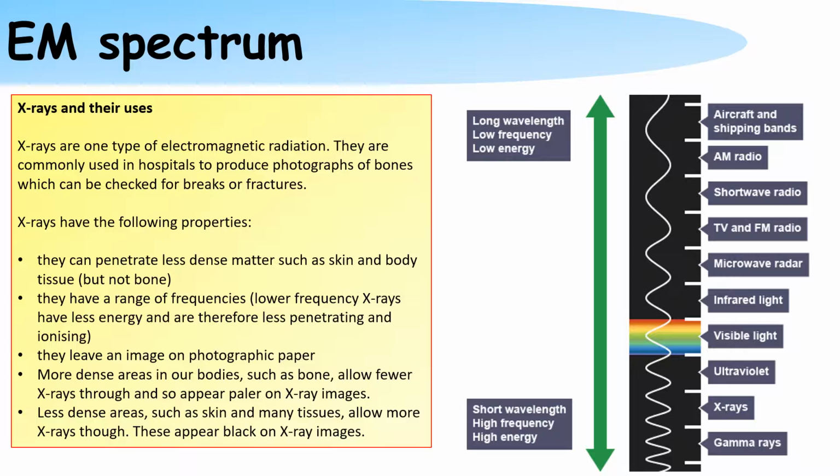X-rays are one type of electromagnetic radiation. They are commonly used in hospitals to photograph bones, which they can check for breakages. X-rays penetrate less dense matter such as skin and body tissue, but not bone. They have a range of frequencies. They leave an image on photographic paper, so more dense areas in our bodies such as bone allow fewer X-rays through, so appear paler on the X-ray image. Less dense areas such as skin and many tissues allow X-rays through.